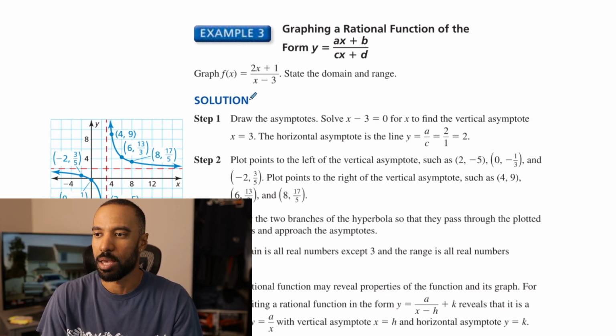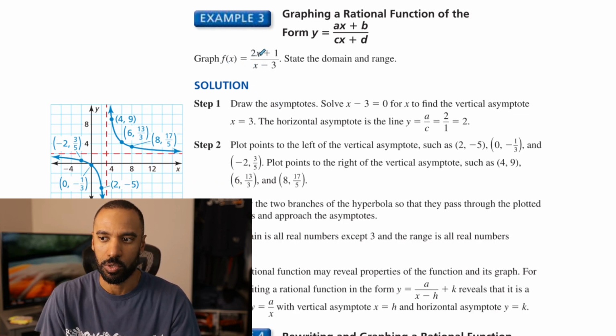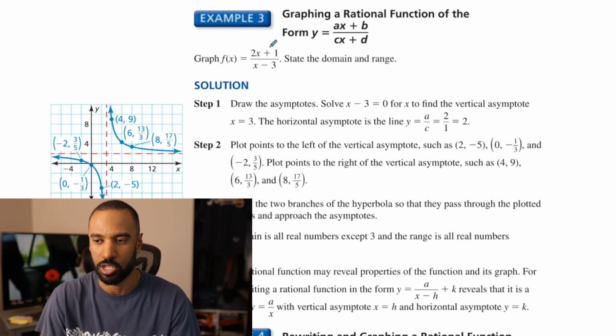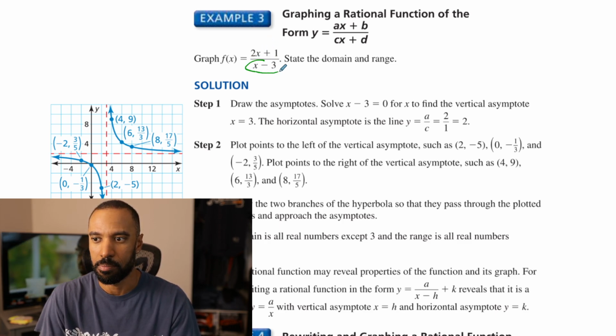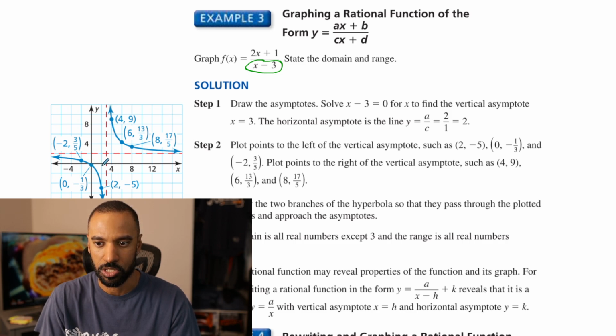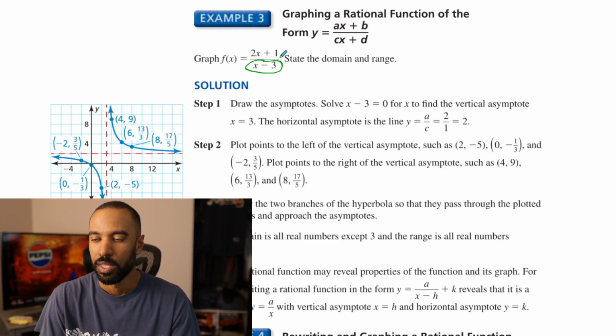Let's first start with an example of this where it says graph f of x equals 2x plus 1 over x minus 3. State the domain and range. We begin with our asymptotes. First of all, we can't divide by 0, so we solve for what value of x would give us 0 here. That's 3. Therefore, there's a vertical asymptote at x equals 3. These are scaled by 2, so that's 2, 4, and 3's in between. I don't know why they scale by 2's, but they did.